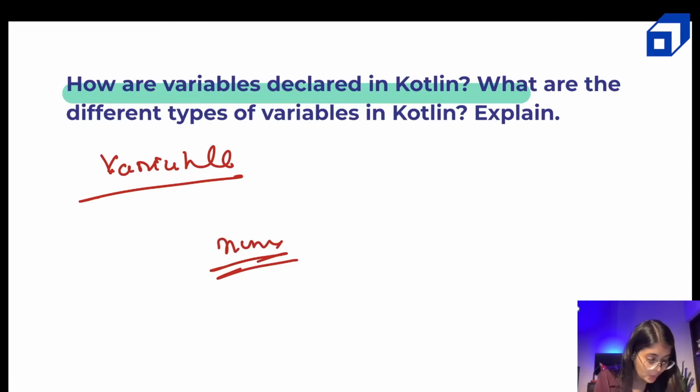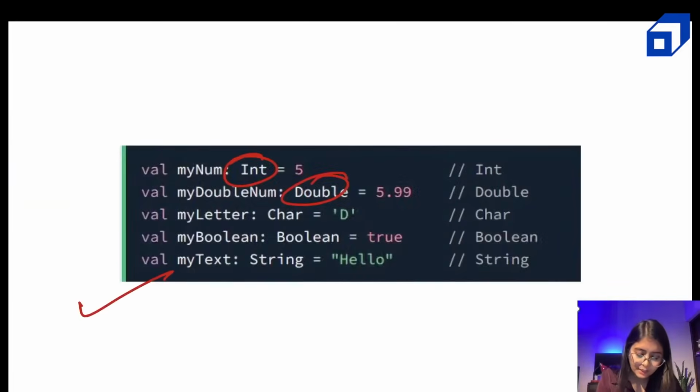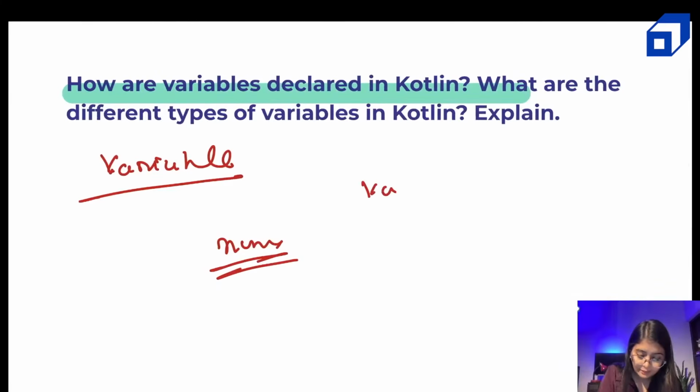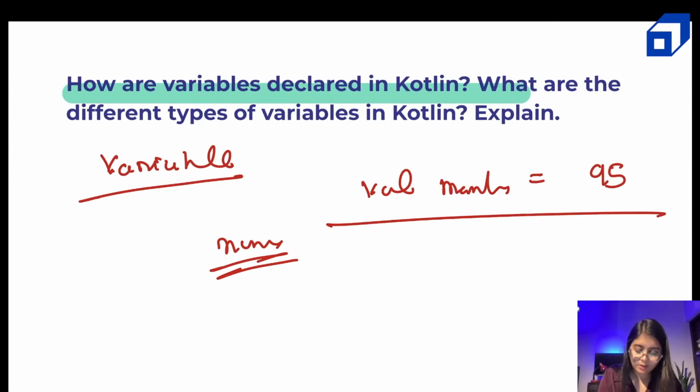So the type of data you are authorized to put in the memory address is determined by the variable type declaration. And the type of variable can be determined from its initialized value, like in case of local variable, as we saw. We can decide the type of the data based on the value that we are going to give to the data. For example, if I say val marks is equal to 95, here it's auto understood that the data type of marks is int, right?